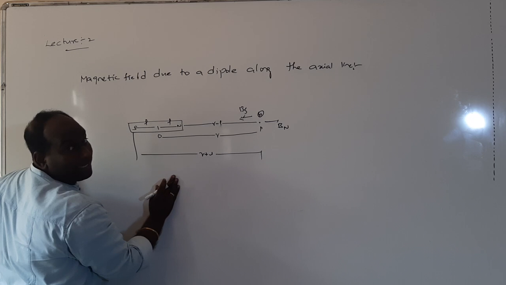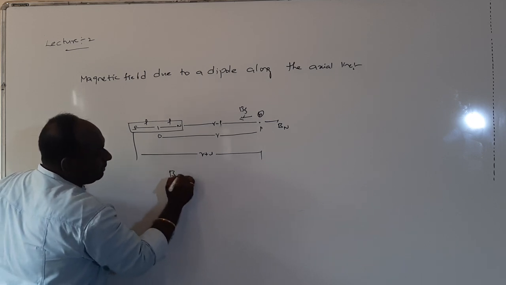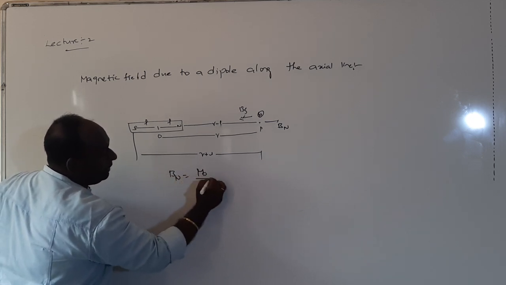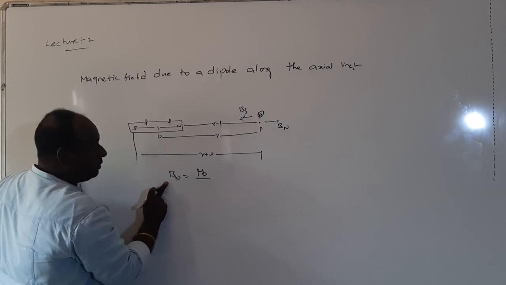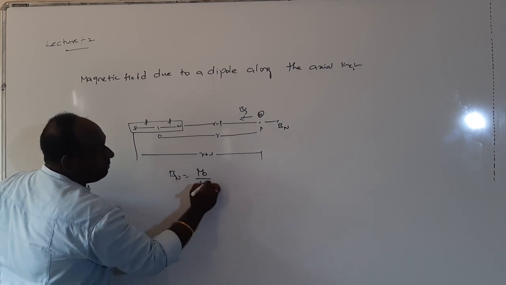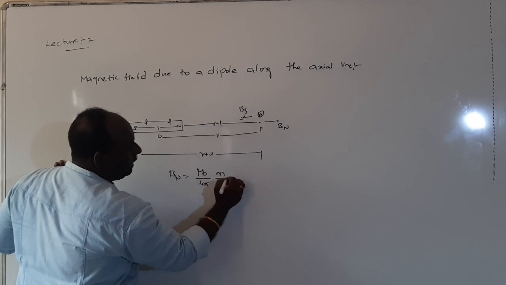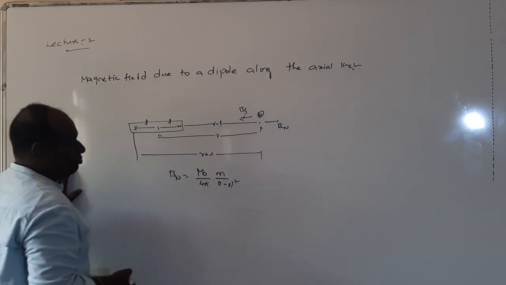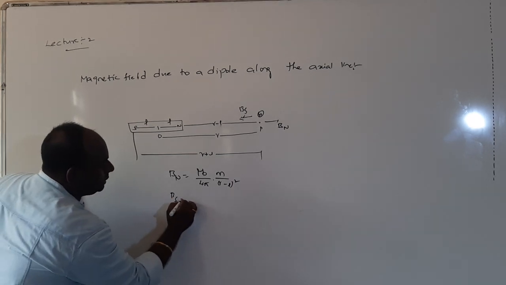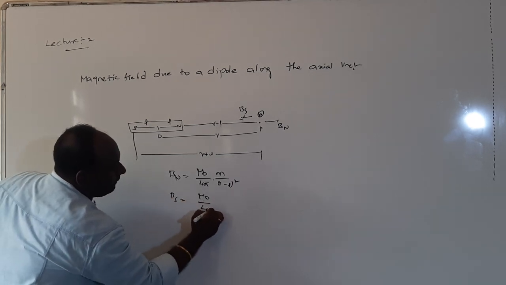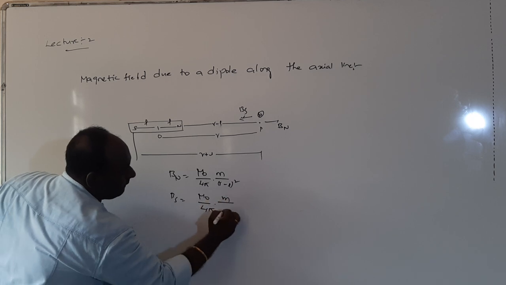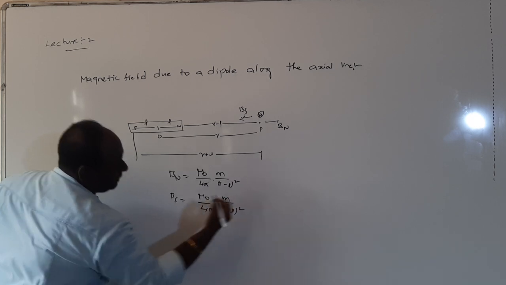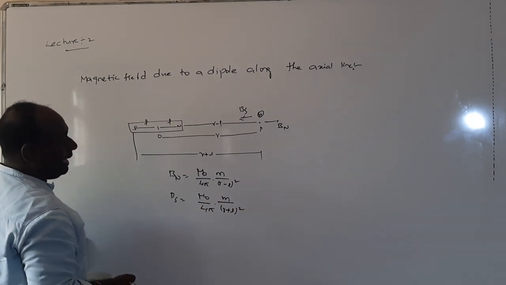So I can take higher minus lower. First, I am going to write Bn. Bn is the magnetic field due to the north pole. Bn is equal to mu naught by 4 pi m by (R minus L) whole square. Bs is equal to mu naught by 4 pi m by (R plus L) whole square. So for the net magnetic field, I can take higher minus lower.